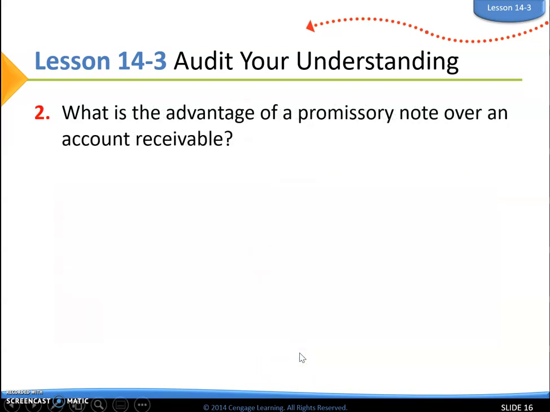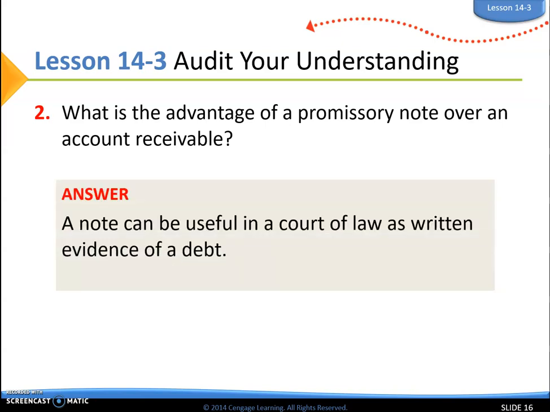Number 2, what is the advantage of a promissory note over an account receivable? So with a promissory note, this can be a lot more useful in a court of law because this then is evidence of a debt, okay, written evidence that we will have.